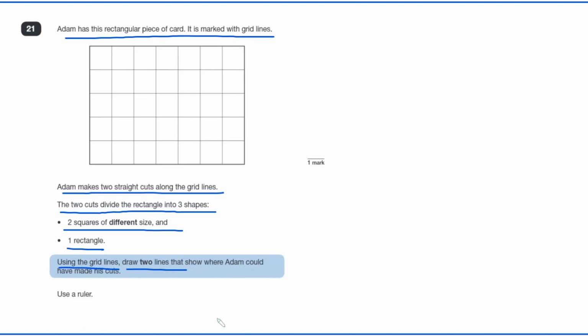Use a ruler. So I'm going to count. This is 1, 2, 3, 4, 5. So 1, 2, 3, 4, 5. So Adam should have cut all the way up to here. So this becomes the square. Then maybe he cut somewhere here to make another square. So this is a square, and this is another square, and this is a rectangle. So he only used 2 cuts. So 1 and 2 cuts. So this is my second cut, and this is my first cut. That is question number 21.